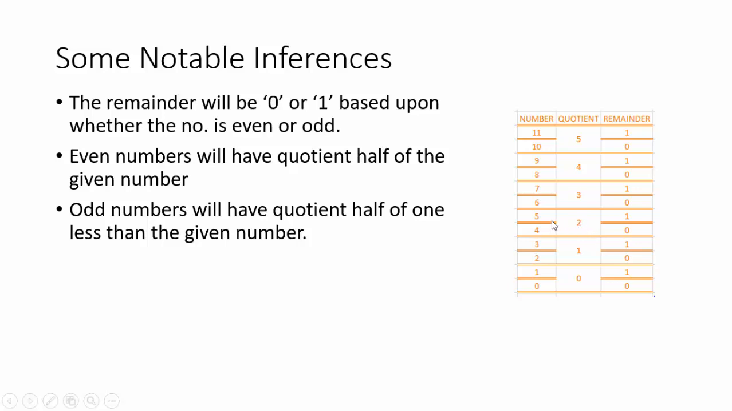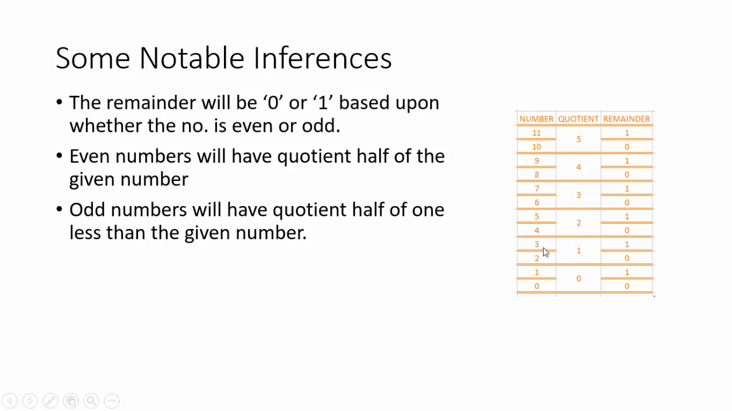Now the relation which we can have from this number is that if the number is odd, like 5, 7, 9, the remainder is always going to be 1. And the quotient will also have a direct relationship with that number. The quotient will be half of the given number for even numbers, and for odd numbers it would be half of one number less than that number. So if our number is 5, then its quotient would be half of 4.